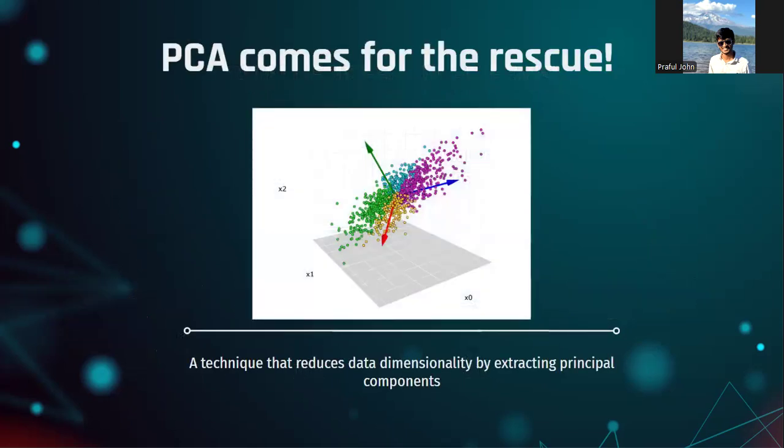So how does PCA rescue us? PCA is a technique that reduces the dimensionality of high dimensional data by extracting principal components. It defines the directions, the principal components, that capture the most variance in the data. So where the most variance is, it captures that and then projects the data onto those components that have high variance in them.